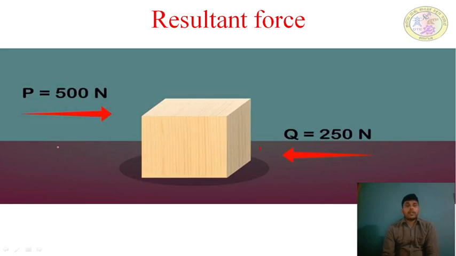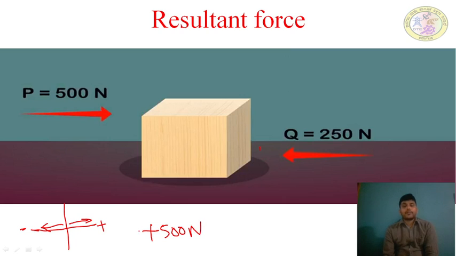Here, in sign convention, a horizontal force in this direction, to the right, will be positive, and a horizontal force in the left direction is negative. Now the P force is in the direction of the right side. That's why P is equal to plus 500 Newton.